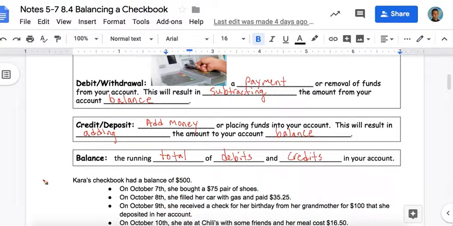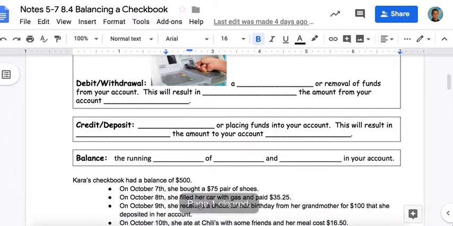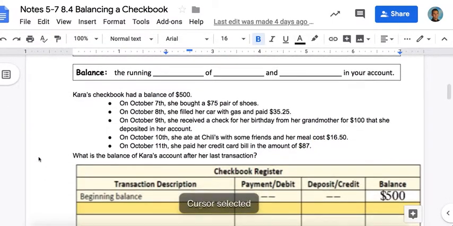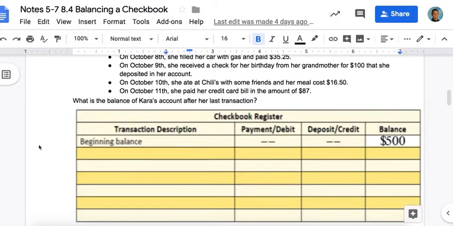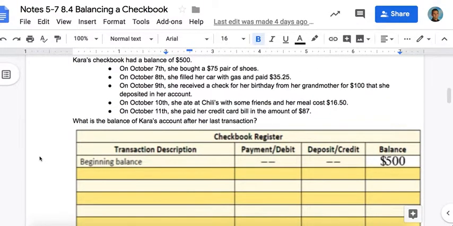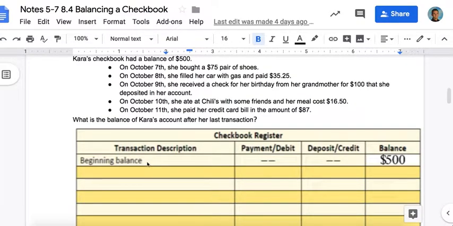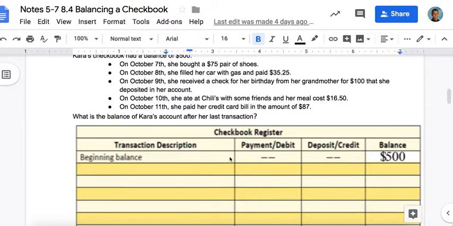So let's look at our first example here. Kara's checkbook had a balance of $500, and you'll notice that I've already placed that here. We have a beginning balance of $500. Now, this transaction description is where you put the name of the company that you purchase items from, or the actual name of the item.